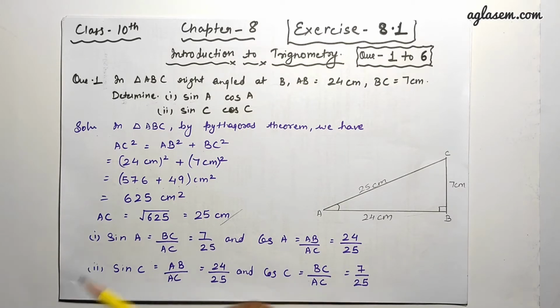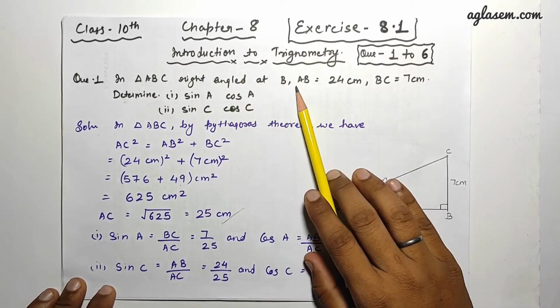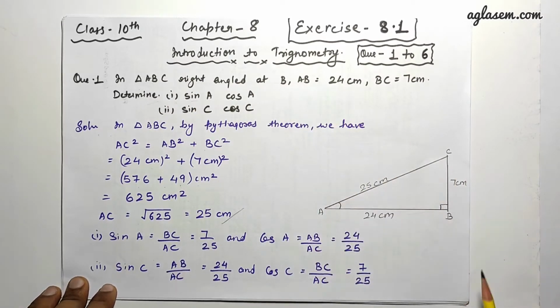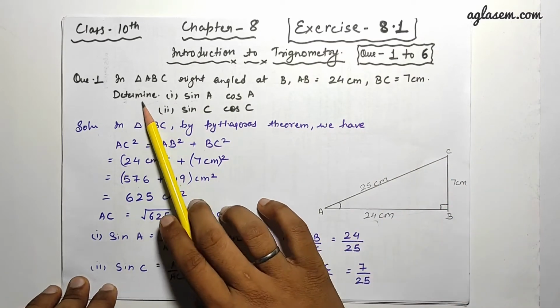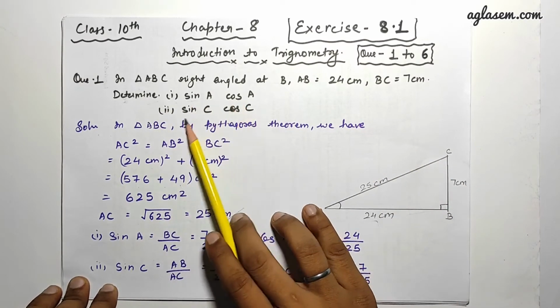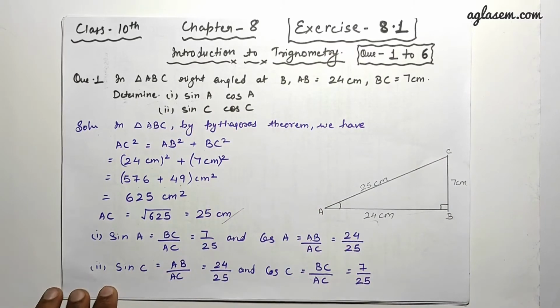So question number 1 says, in triangle ABC right angled at B, AB is equal to 24 cm, that is given. BC is equal to 7 centimeter, given. Determine first sin A, cos A, second sin C, cos C. So let's start with the solution part.